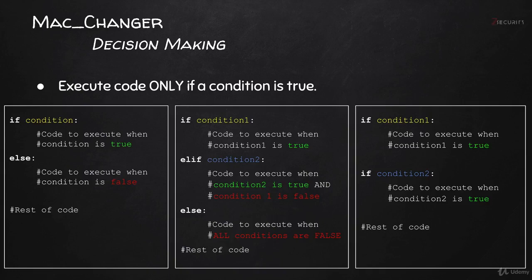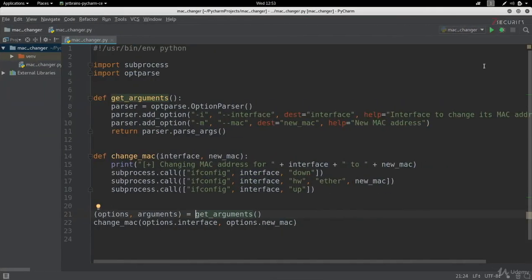Okay, let's put what we learned about if statements in practice and check if the user put a value for the interface and for the MAC address. Now from before, we know that the options variable in here contains the values for the interface and for the MAC address. So all we have to do is check if options.interface and options.newMac contain values. We're gonna have to do this check in here because the options is being captured in here.